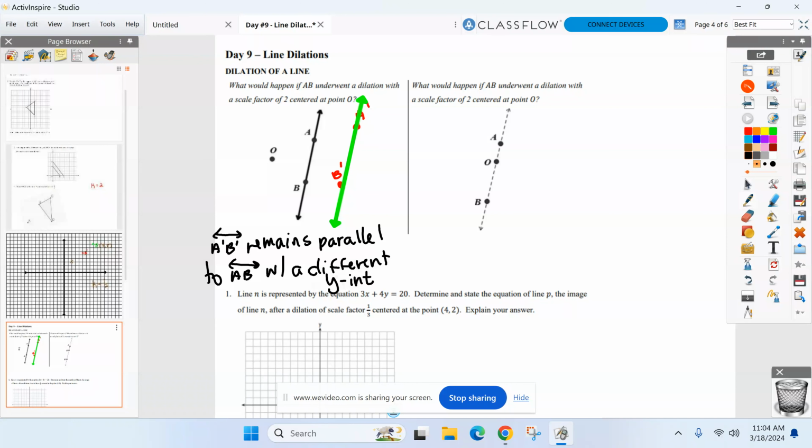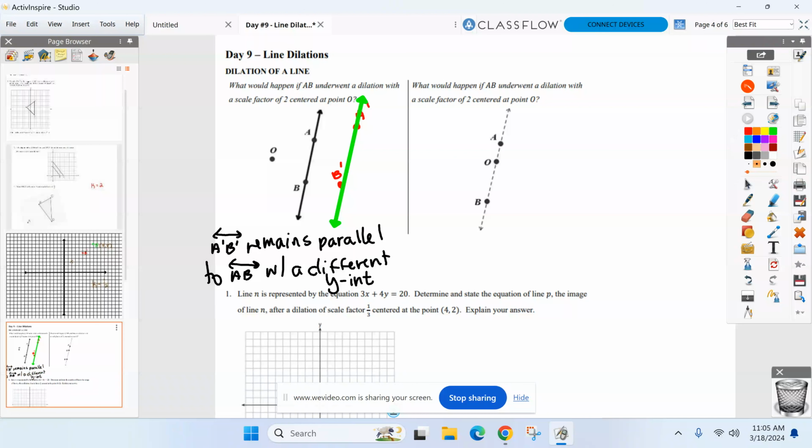Unless we have scenario number 2. The line will not remain parallel if I have scenario number 2, which is now my center. Where did the center go? On the line. All right, so let's take a look. What happens when the center moves on the line? Well, still a scale factor of 2, so the points are getting further away from O. Everyone see point A? It's got a certain distance away from O. Let's double that distance. Where's A going to be? Where's it going to land?